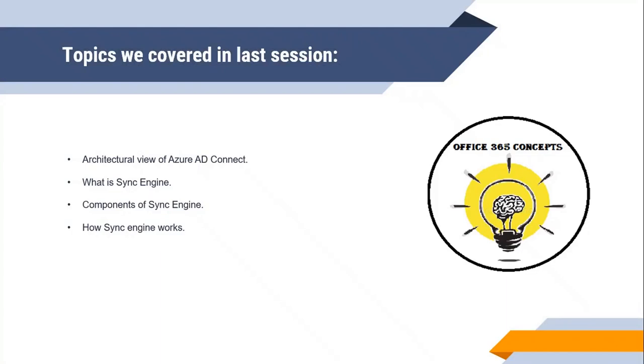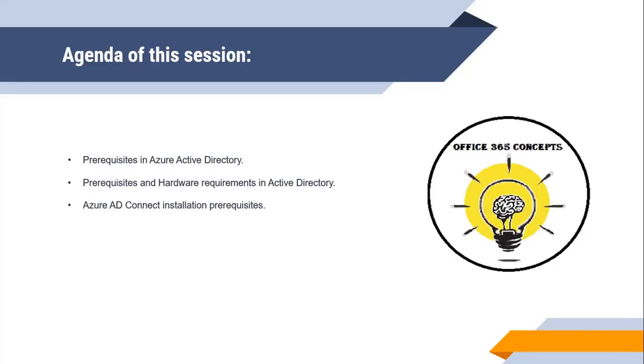If you are watching this series from the beginning, in the last session we discussed the architectural view of Azure AD Connect. We discussed what the Sync Engine is and what components help the Sync Engine sync changes from Active Directory to Office 365 and from Office 365 to on-premise Active Directory. In this particular video, I will be discussing the prerequisites and hardware requirements for Azure AD Connect.